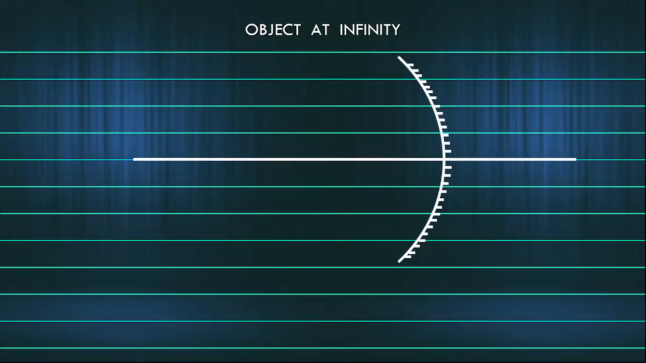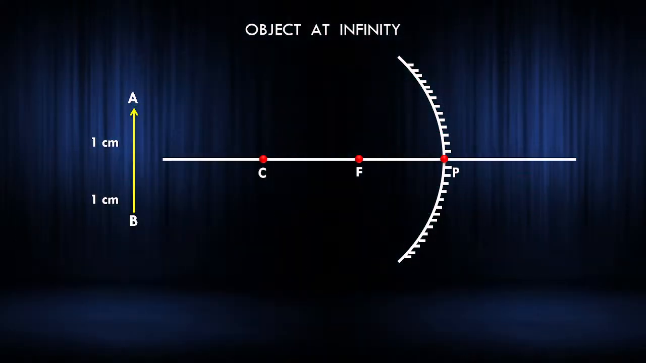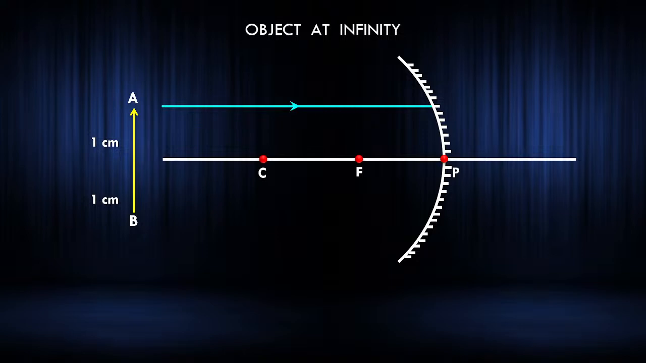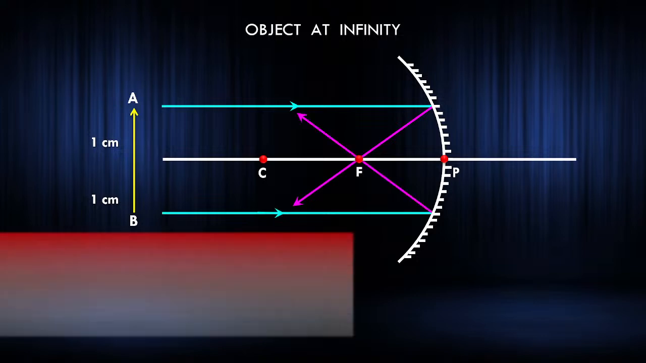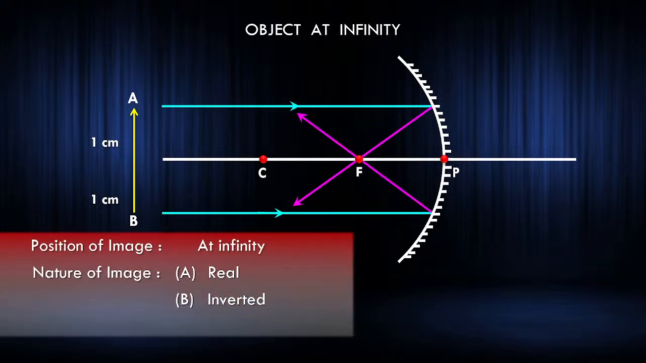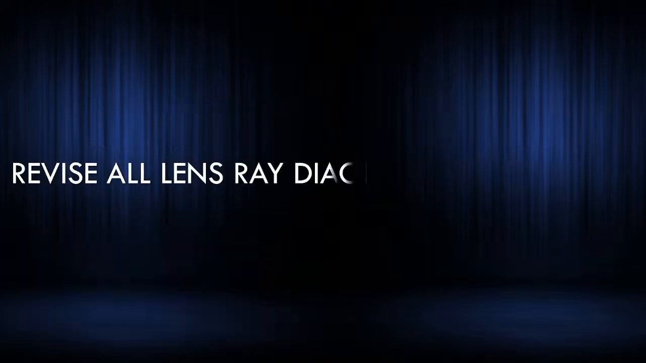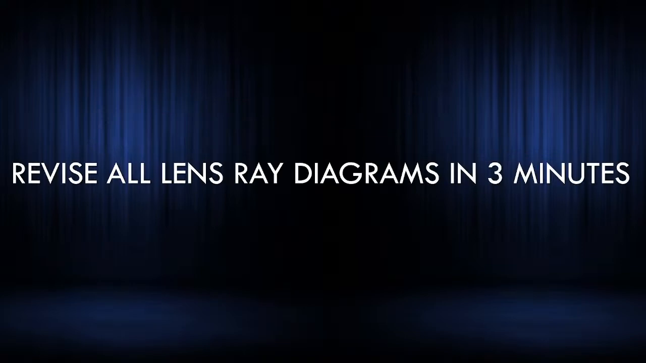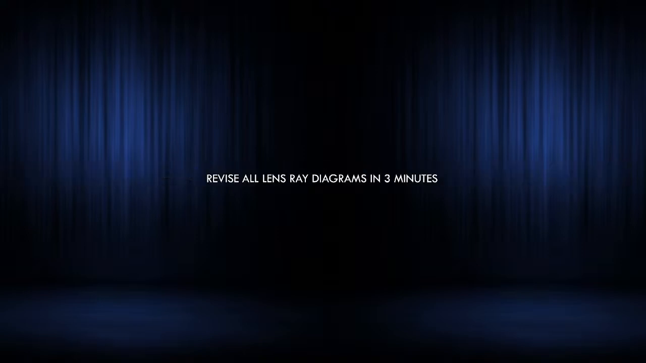Object at infinity. This is what happens with the concave mirror. Principal axis, pole, focus and center of curvature. Imagine there is an object which is 1 centimeter at infinity, at a very far distance. It passes through the focus, right? ये है हमने अभी पढ़ा था. अभी एक छोटा सा 3 minutes का एक revision. Shall we do it now? Try to tell the answers and check yourself whether it is right or wrong.